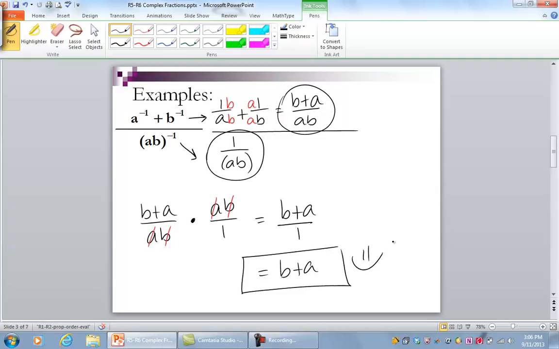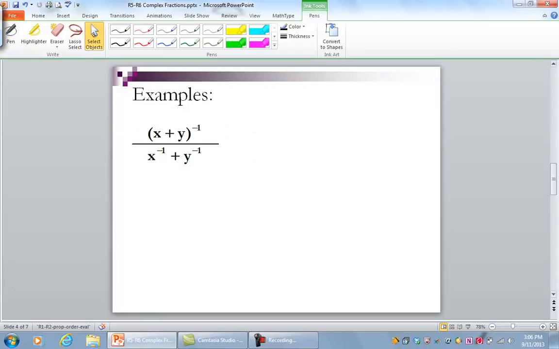Okay, how do you like that? It's kind of crazy, and it actually is a lot of work. So each of these complex fractions are kind of like two problems in one, where you have to simplify the top, simplify the bottom, then flip and multiply. Alright, let's try another one. Give you a second to get it copied down.